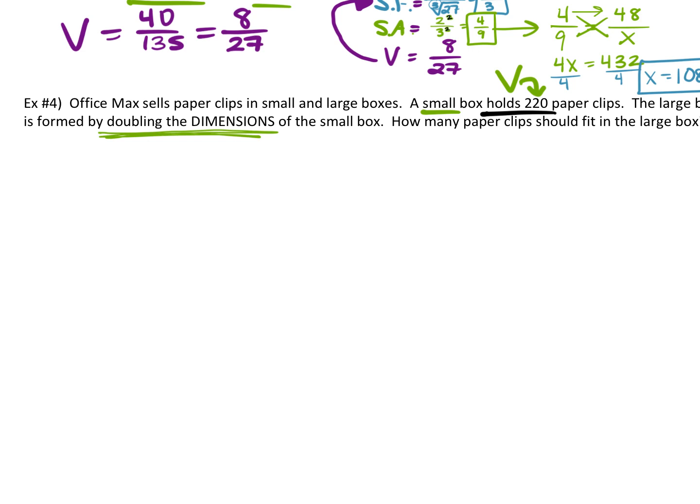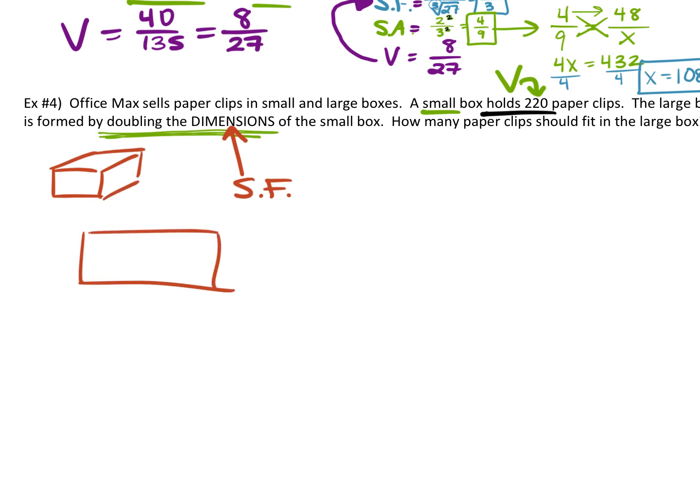Okay, so here's the deal. Your trigger that needs to go off when you see this word is scale factor. Whenever they give you information about the dimensions, it's your scale factor, right? They're saying the length of a side. So if I have a box and they tell me the dimensions doubled, if this is 1, then this is 2, right? My dimensions are doubling, not my area, not my volume, just my lengths. That means that my scale factor, because it is doubling, would be 1 to 2.